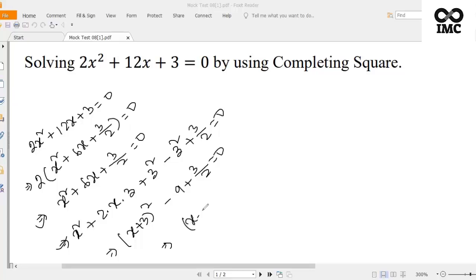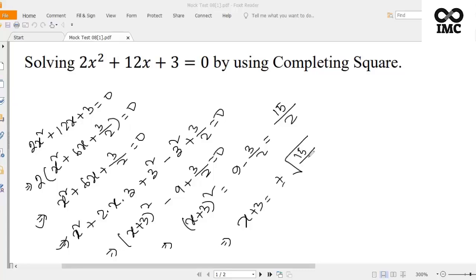Or we can write (x + 3)² equal to, if we move − 9 + 3/2 to the other side, we can write 9 − 3/2. Or we can write 2 nines are 18, minus 3, 15 over 2. Here x + 3 will be ± the square root of 15/2, or we can write x = −3 ± √15/2, that is, −3 ± √15/√2.